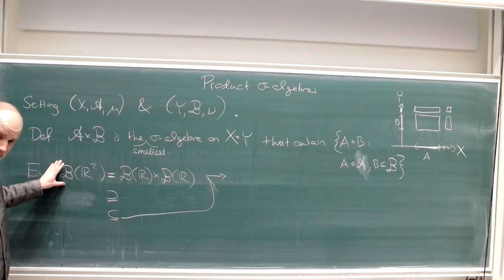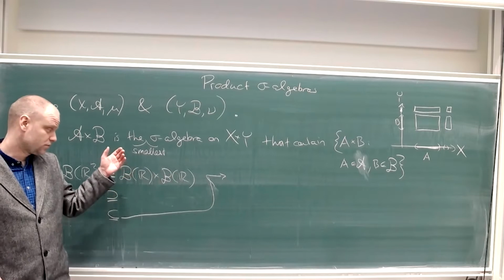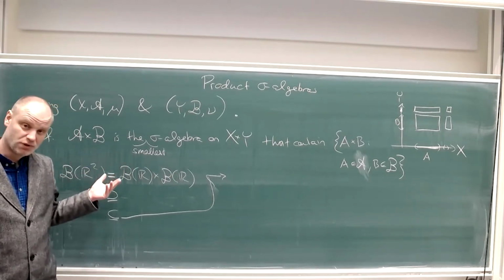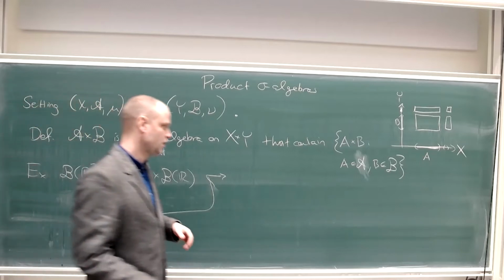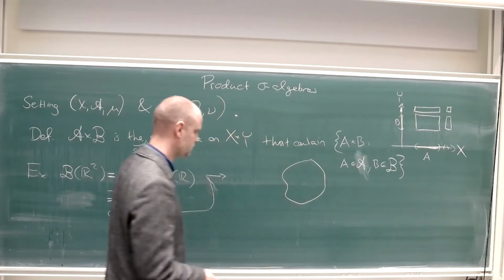Now this is the smallest sigma algebra generated by open sets in R2. This clearly is a sigma algebra, so if we can show that it contains all the open sets, we're good, right? Because this is the smallest one containing all the open sets. Now, what does an open set look like? Something like this, okay?